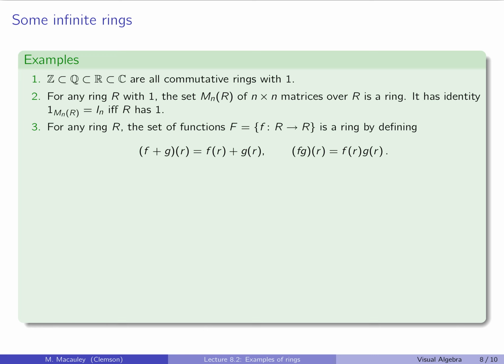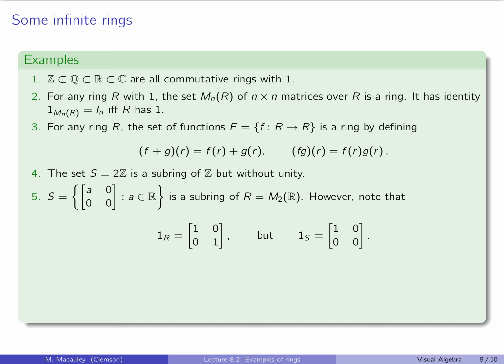For any ring R, if you take the set of functions from R to itself, that is a ring by defining addition and multiplication as you normally would with functions, like if these were sine or cosine. The set of even integers is a subring of the integers, but it does not have unity. So a subring does not have to have unity just because the big ring does.